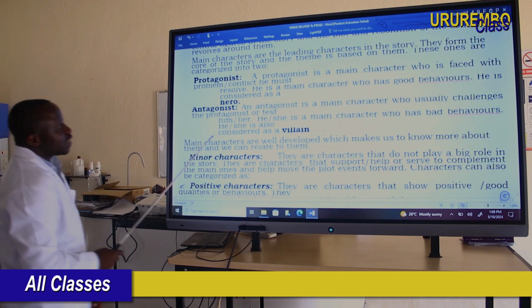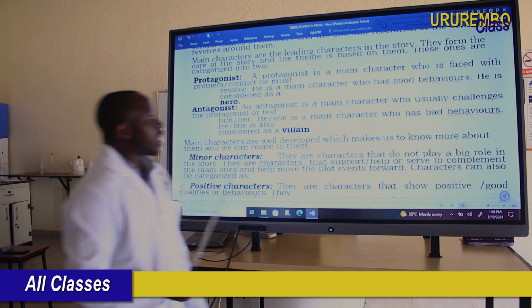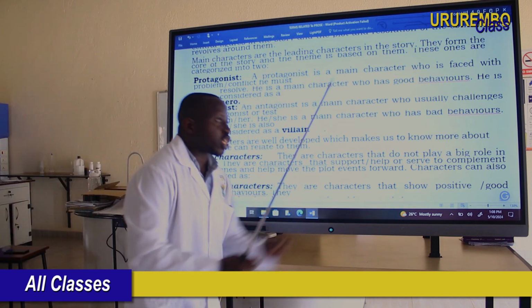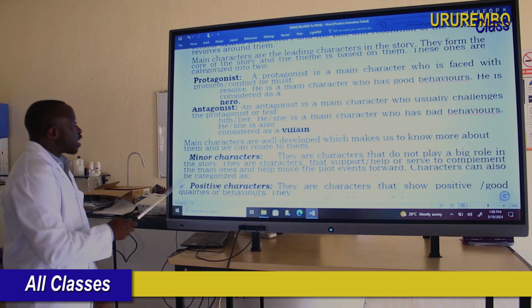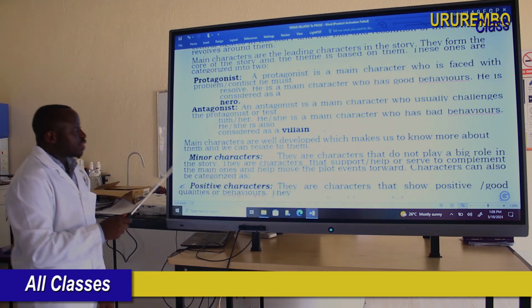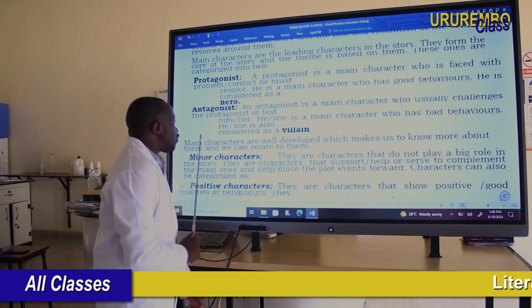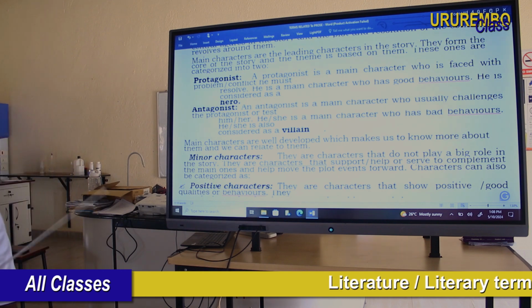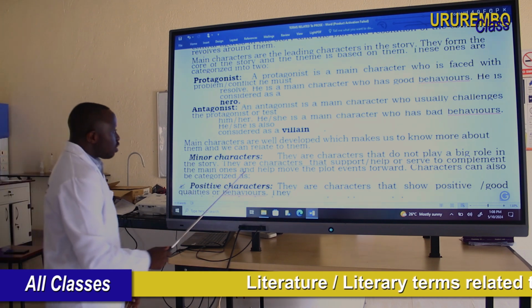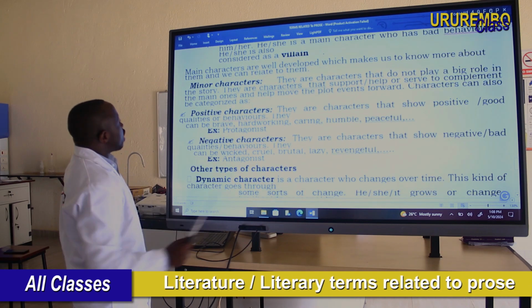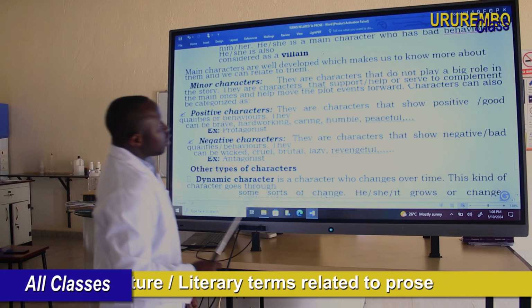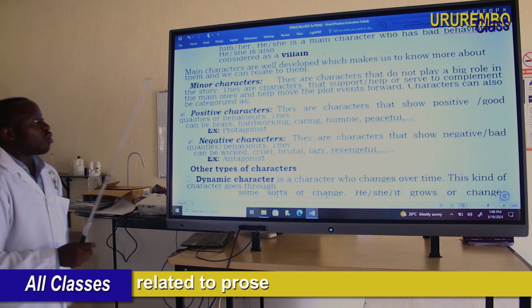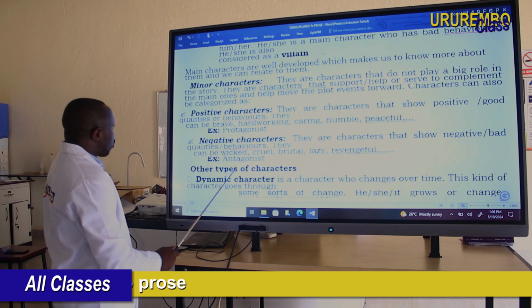While the antagonist is the main character who always brings challenge to the main character, which is the protagonist. This one has bad behavior. He is considered a villain character in the story. And then we also have minor characters. They are characters that play a less important role in the story.